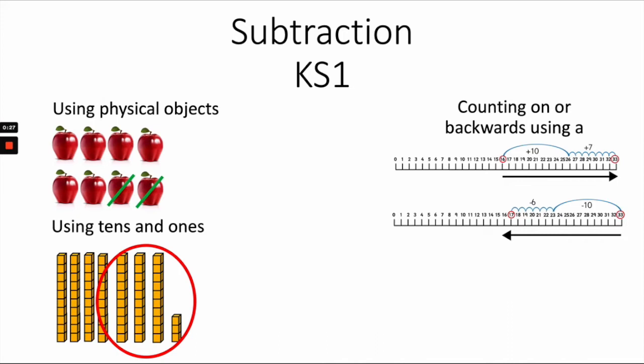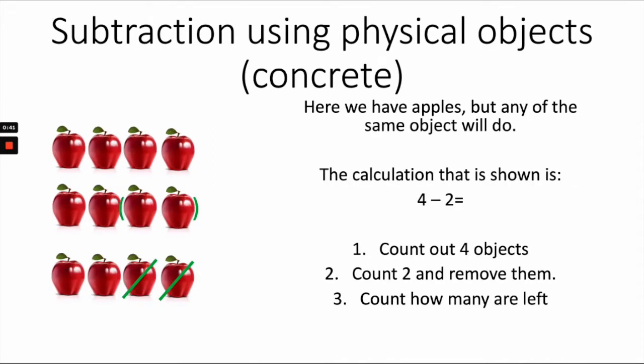So often starting in Key Stage 1, the children will begin using physical objects for subtraction. They'll also explore counting on or backwards using a number line, as well as using tens and ones. So subtraction using physical objects, we'd call those physical objects concrete representations.